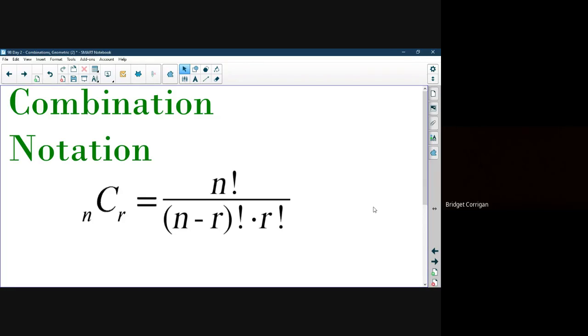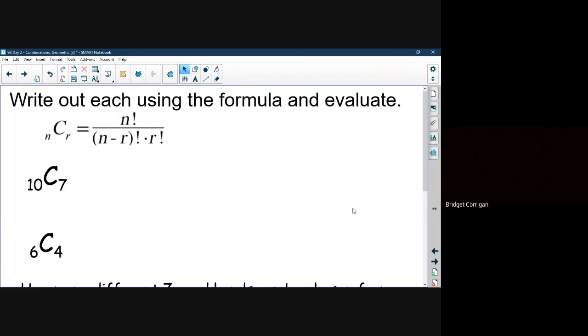You're definitely going to have to reuse both of these formulas. You can use notes on the test, so it would be a good idea to write these down and have them accessible so that you can use them on a test. Okay? All right, so let's write out each of these with a formula, and then we're going to evaluate.